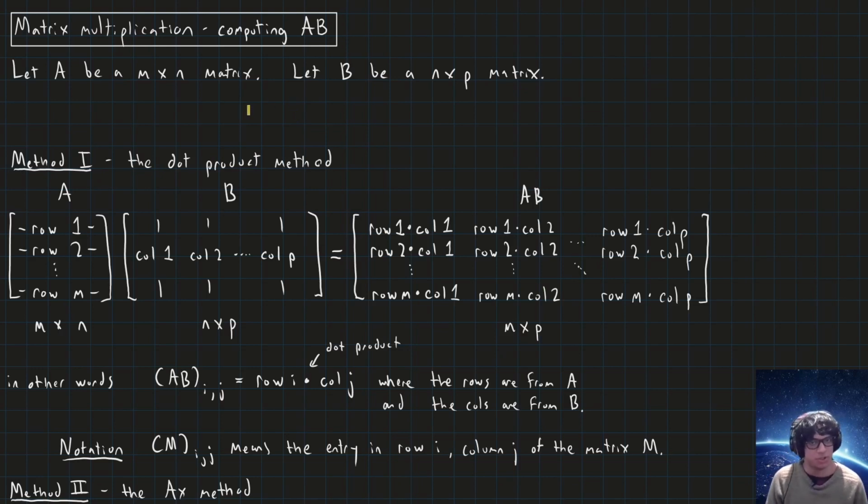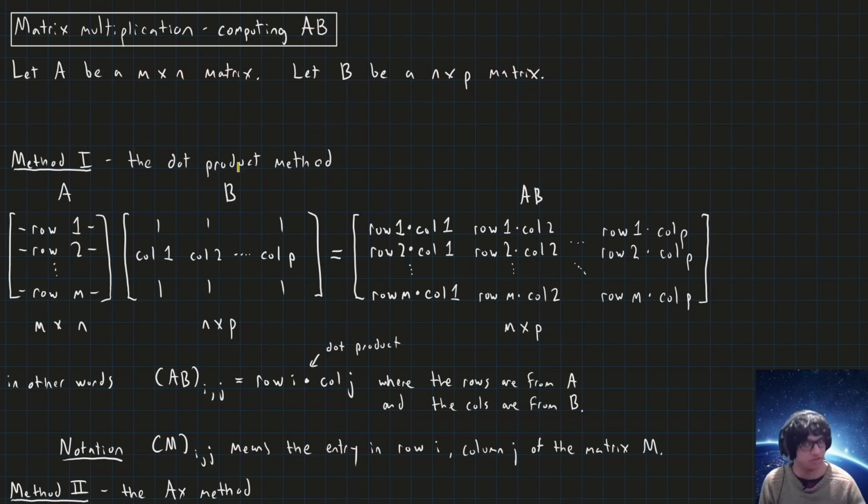Okay, so we know how to multiply a matrix times a vector. What about a matrix times another matrix, and that other matrix isn't a vector? So we want to compute A times B. Let A be an m by n matrix, and let B be an n by p matrix.